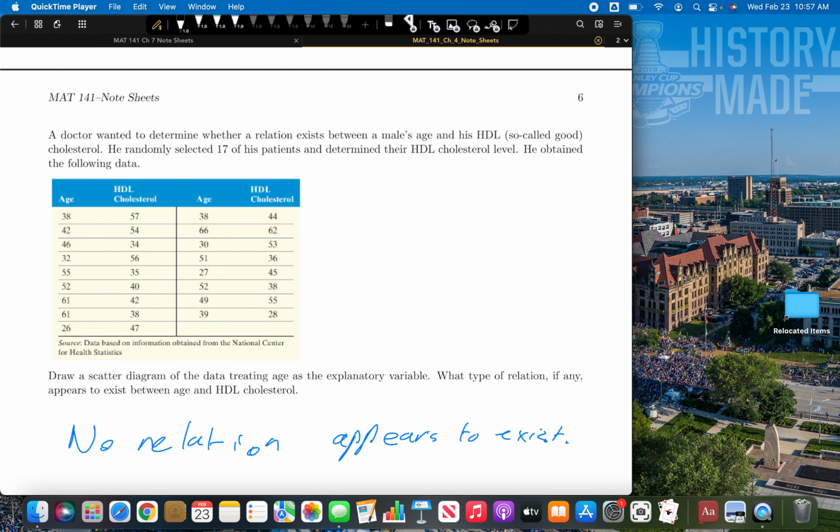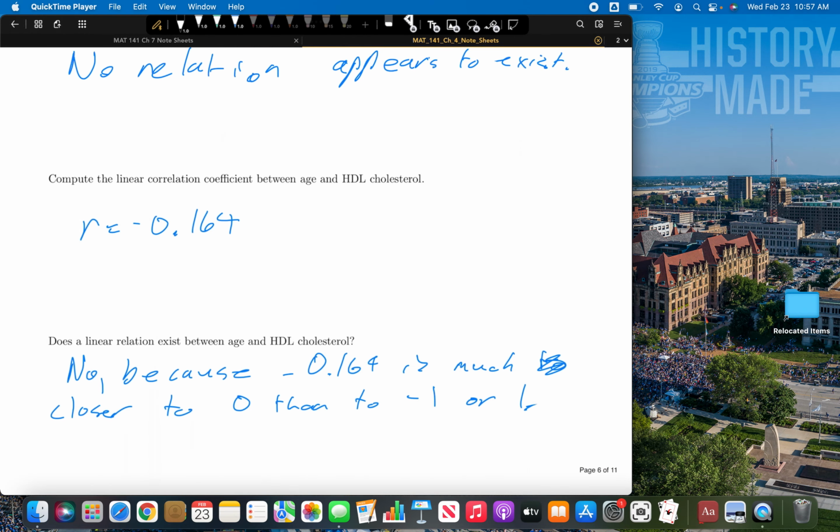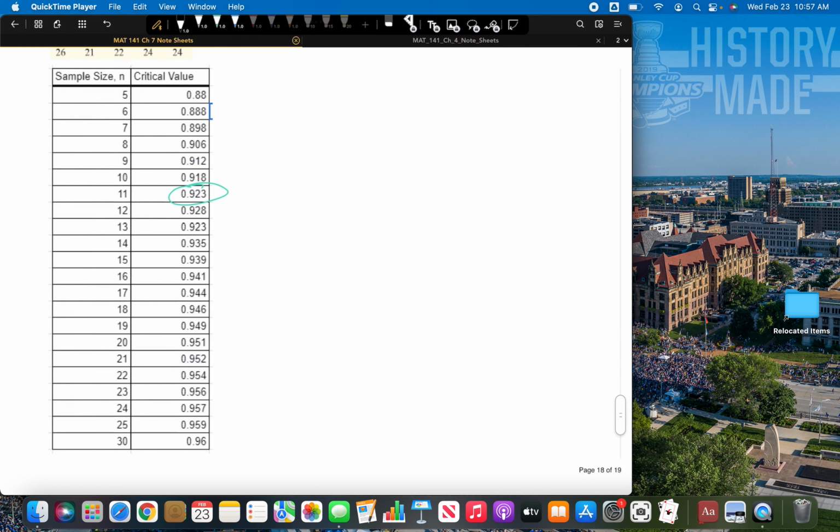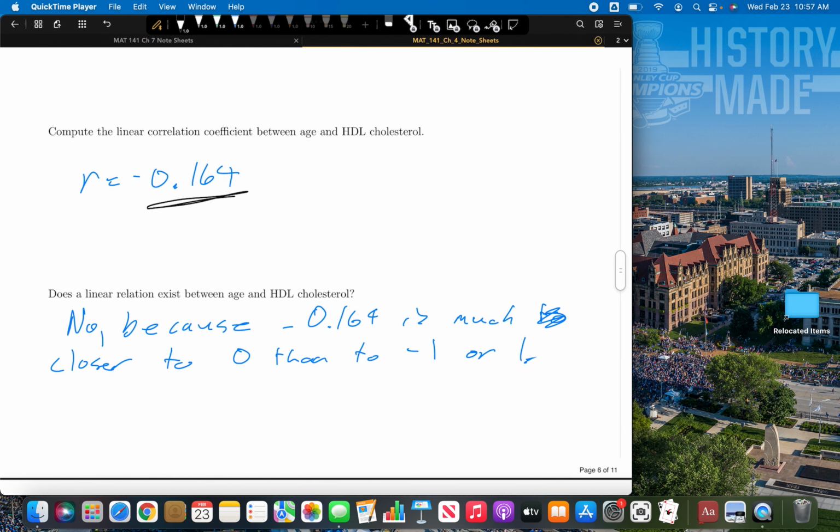Okay, so in this case, there are 17 samples, so we're just going to compare this R value here to the critical value for 17, which is 0.944. Okay, so our critical value in this case was 0.944, and we can see because 0.164 is less than 0.944 that no, there is not a linear relationship.